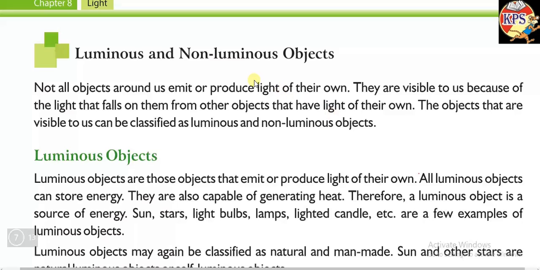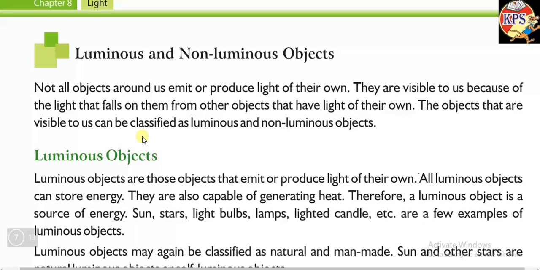So a few things are given here. First thing, all objects around us don't produce light, meaning they don't produce or emit their own light. They are visible to us because of the light that falls on them, because the sunlight or bulb light falls on them, so we can see the object.